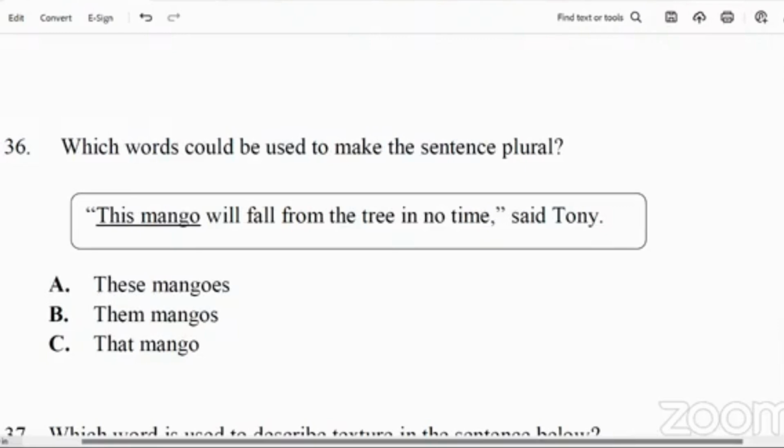Them mangoes, not mangoes, the word mangoes is not even spelled correctly in the plural form. You add es to the word mango to make it plural, and the plural of this would be these. So the answer is A, these mangoes.